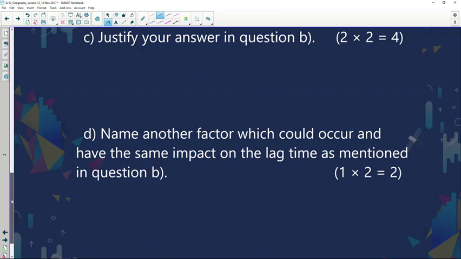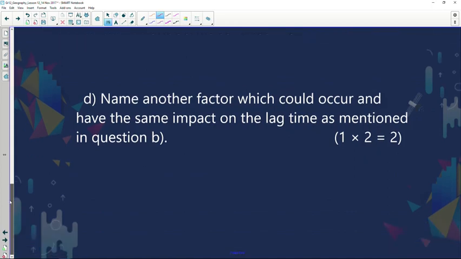Now, the next question, name any other factor which could have occurred and have the same impact on the lag time as mentioned in question B. And the answer to that question will be change in rainfall, heavy rainfall, or a very steep slope, or the permeability of the rock. So any one of those factors will also shorten the lag time.